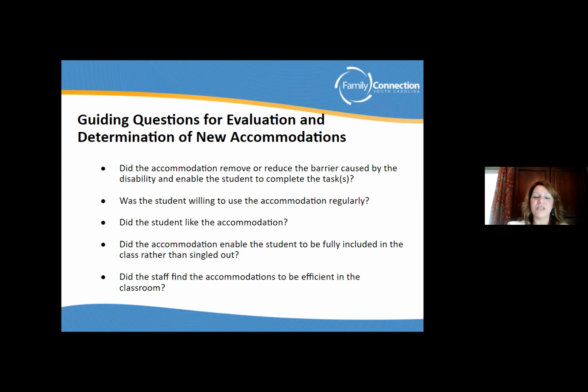Did the accommodation enable the student to be fully included in the class rather than singled out? So instead of sitting in class and practicing being disengaged, were they able to be more engaged and be more typical and stay with their grade level peers?